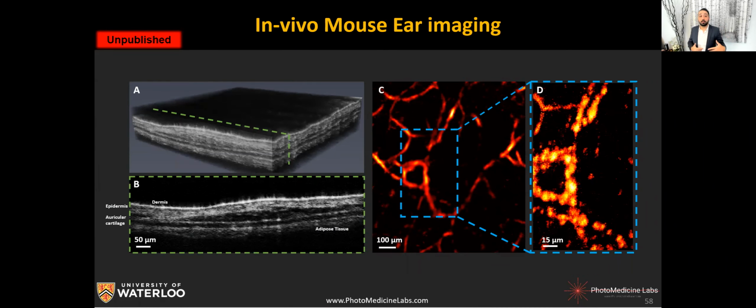So we took this technology and also imaged a mouse ear. In this case, A and B show OCT images of the mouse ear. We actually cut through, thanks to the resolution we have, and can see different layers of skin. Then we imaged the same area with PARS to see microvasculature structure. We zoom in on a smaller area, and we can see single red blood cells, which is very exciting.